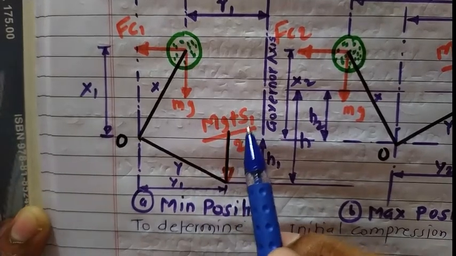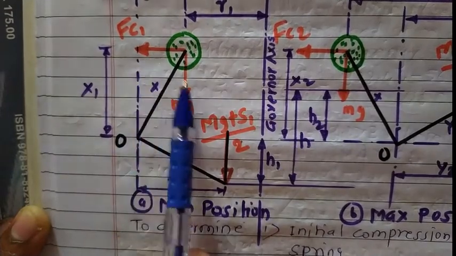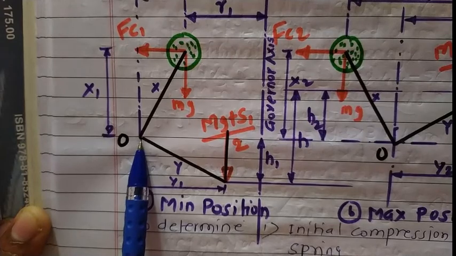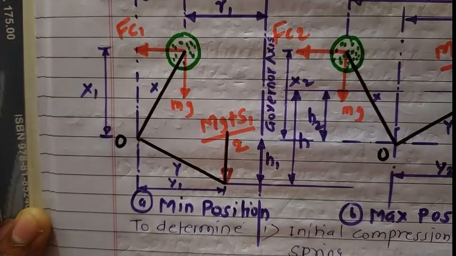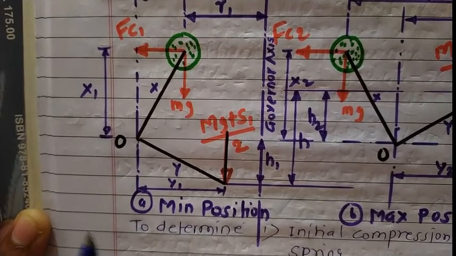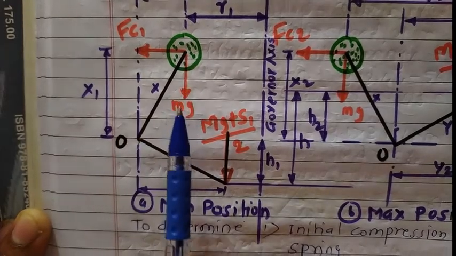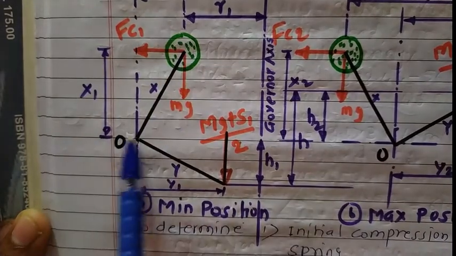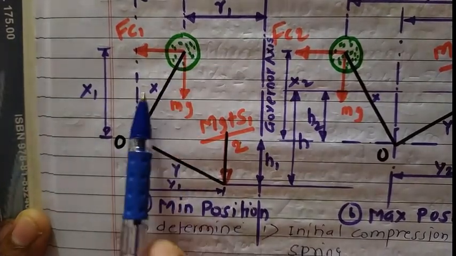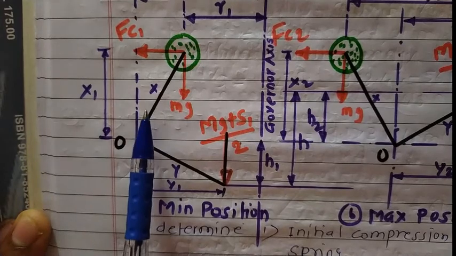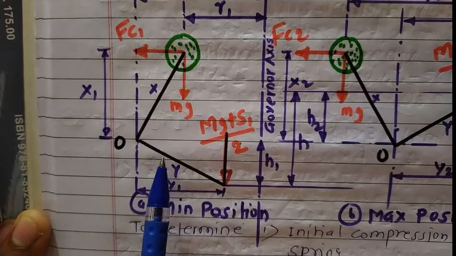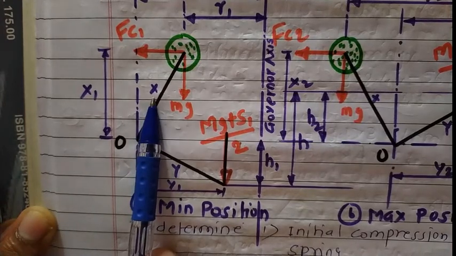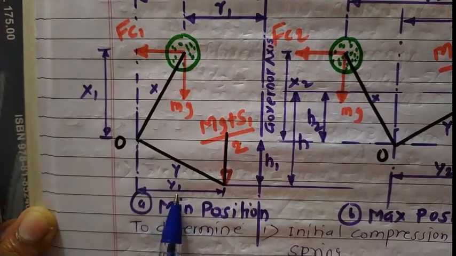In this way you have to take the moment of this force, this force, this force about this point. In this problem the obliquity effect is not given, so you have to neglect the moment because of the weight of the fly ball, and whatever length we have, x and y. In this case x equals y is given, so if you neglect the obliquity effect, ultimately you can get x equals x1 and y equals y1.